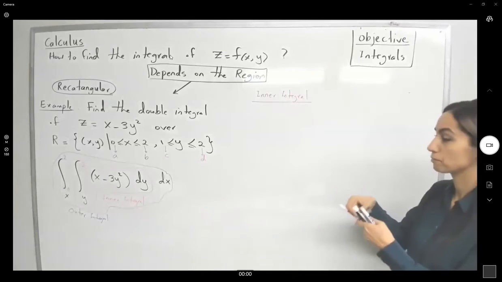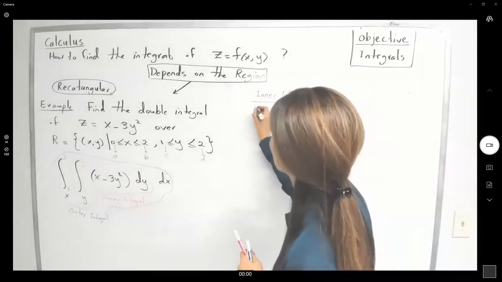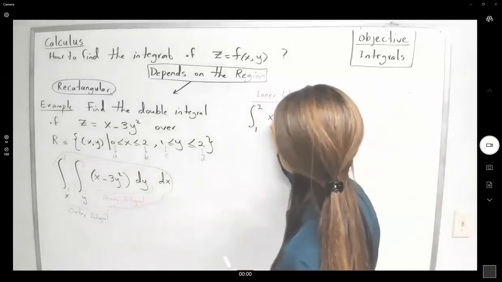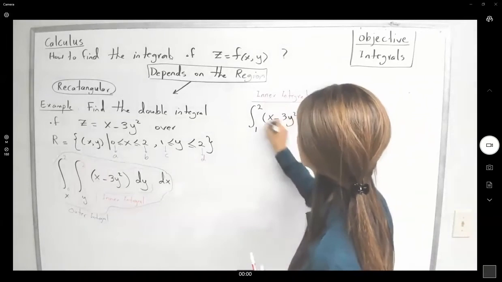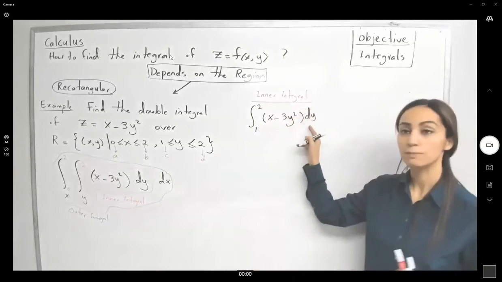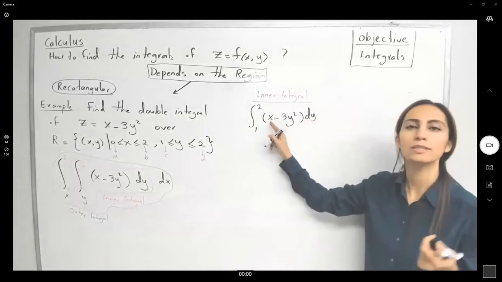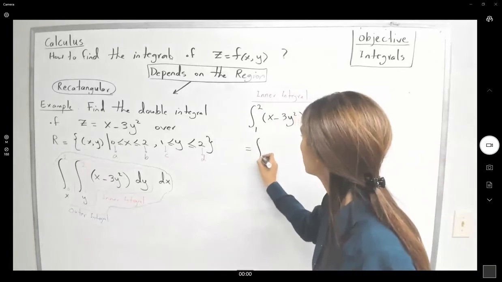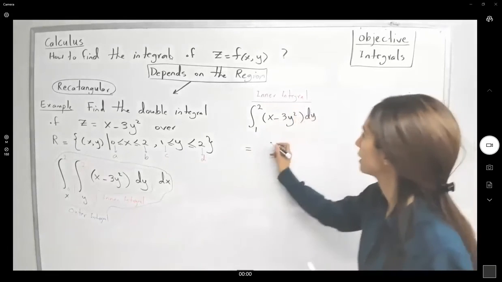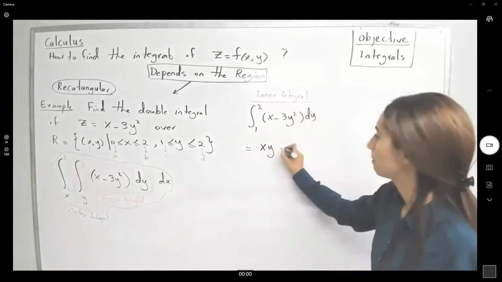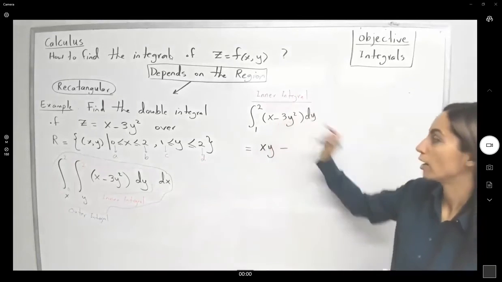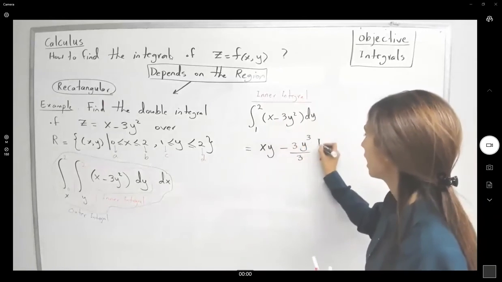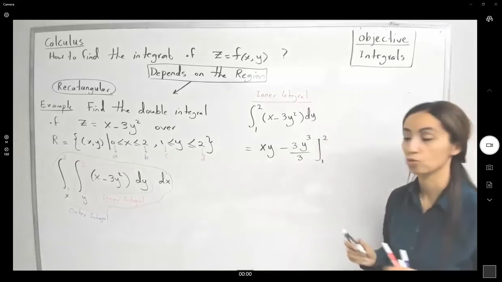My inner integral is the integral with respect to y, while y is between 1 and 2. And my function is x minus 3y squared dy. With respect to y, x is just a constant. It means that you have to copy this down. Let's just write down the final answer. x times y minus, here you have 3y squared. You get 3y cubed divided by 3. And your y ranges between 1 to 2.